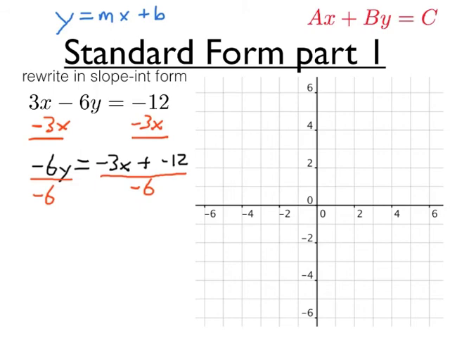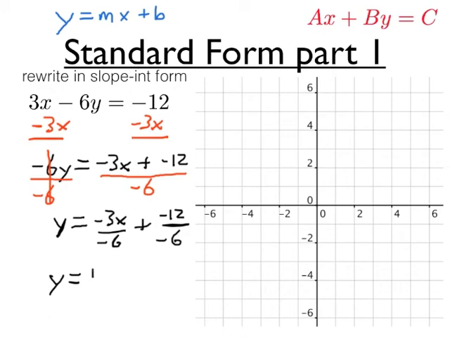Now negative 6 divided by negative 6, that equals 1. And now we've got a fraction over on the other side, so let's split that up into two parts. And now let's simplify the fractions. We have y equals negative 3 divided by negative 6, that's just 1/2. So we have 1/2 x plus negative 12 divided by negative 6, which is 2. And so here we have y equals 1/2 x plus 2. So now we have a slope of 1/2 and a y-intercept of (0, 2).